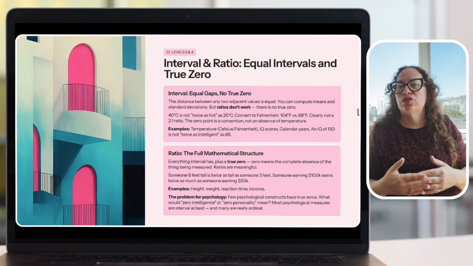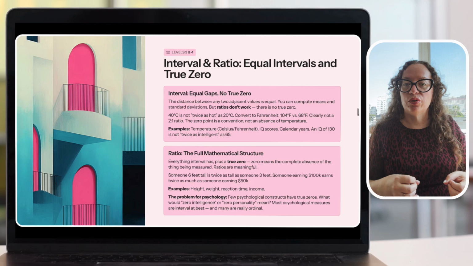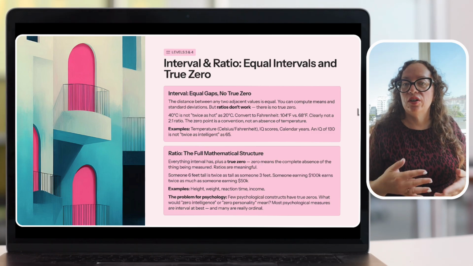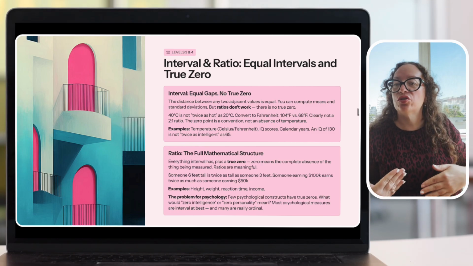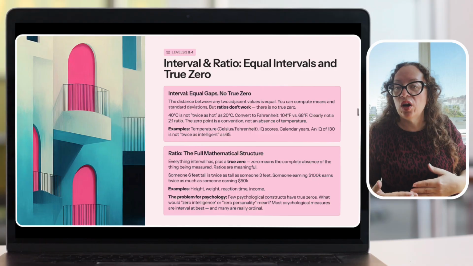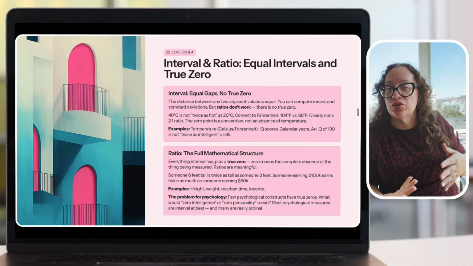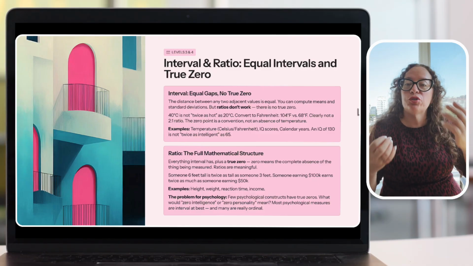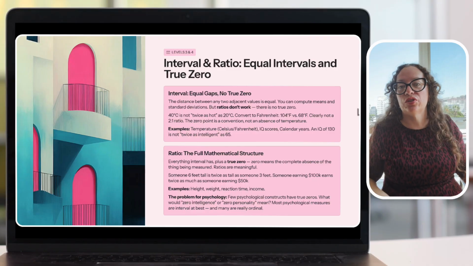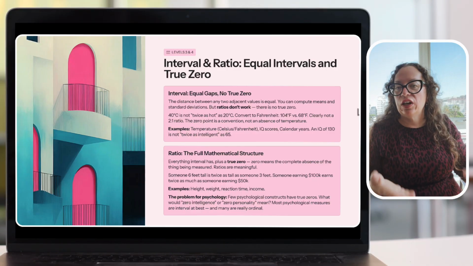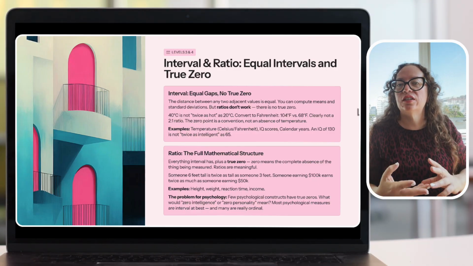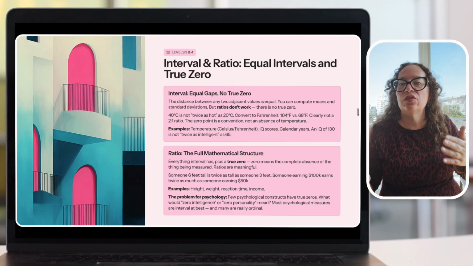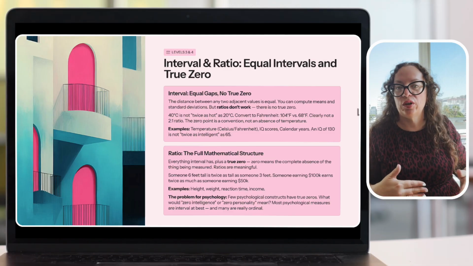But here's the thing about interval scales. They don't have a true zero. The 0 point is arbitrary, not an absence of the thing being measured. So 0 degrees Celsius is the freezing point of water, not the absence of temperature. There's still temperature. There are temperatures below zero. Negative temperatures exist. The 0 point is a convention. It's not a natural boundary. And this means ratios don't work.